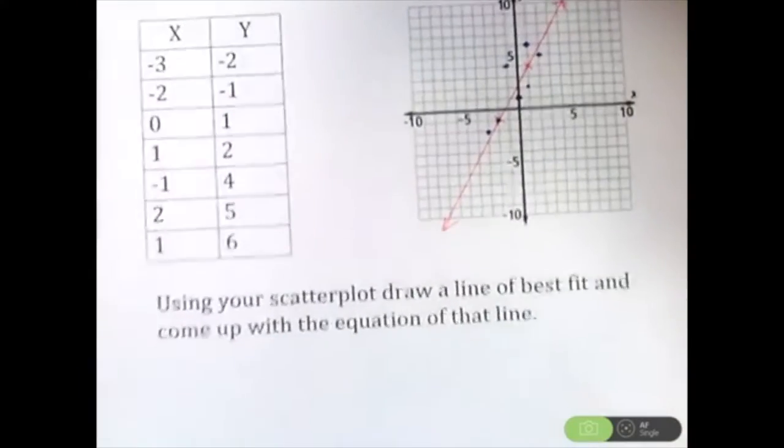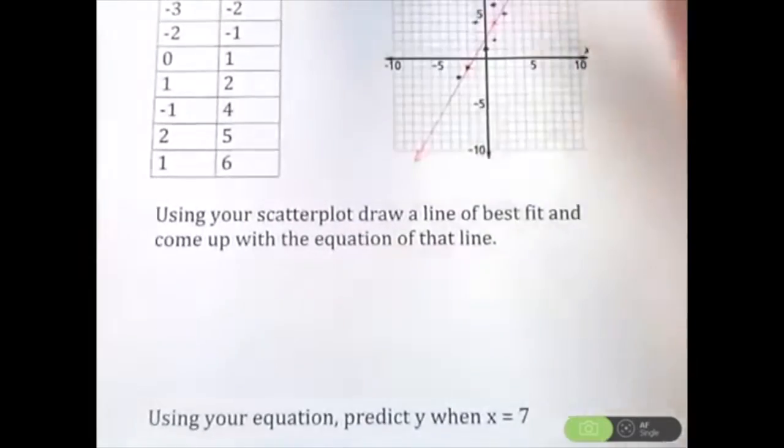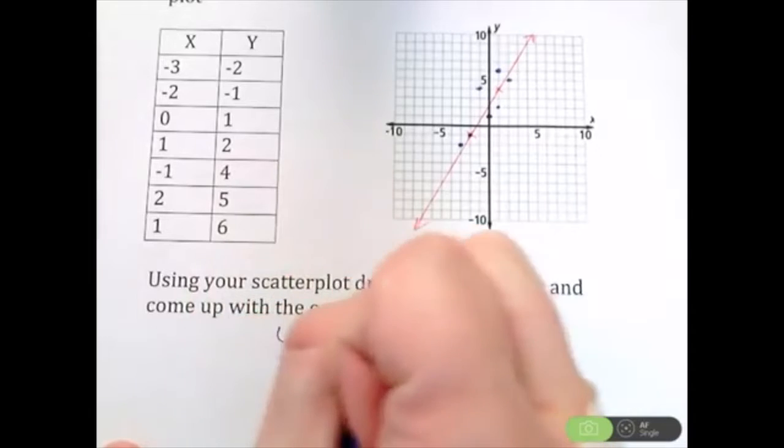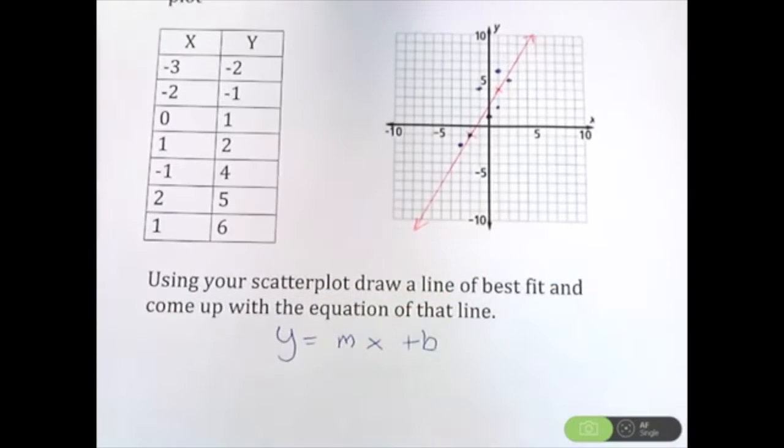What we're going to do next is use our scatter plot and come up with the equation of that line. Let's use what we know, which is y equals mx plus b, where remember, m is our slope and b is our y-intercept.